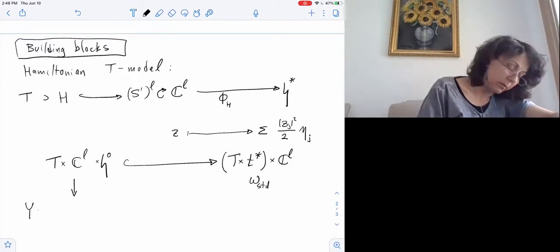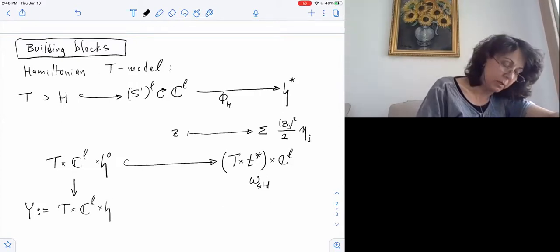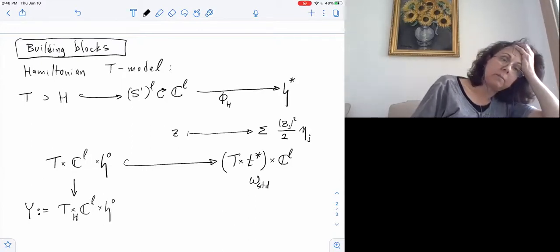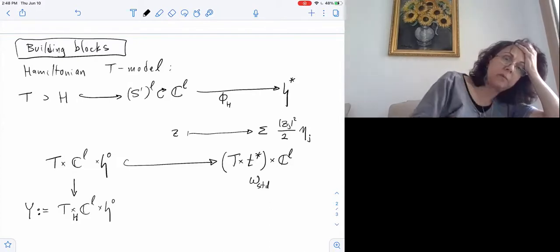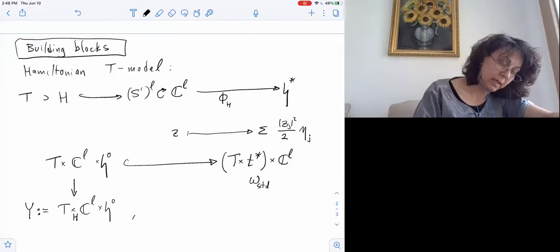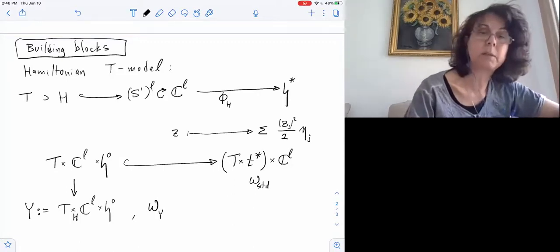Our model will be the quotient of this triple product by the action of the group H, which is the given action on C to the L, and just right multiplication on the T factor, maybe through inverses of elements of H. And this standard symplectic structure upstairs descends to a symplectic structure downstairs. In fact, this is just a special case of symplectic reduction.